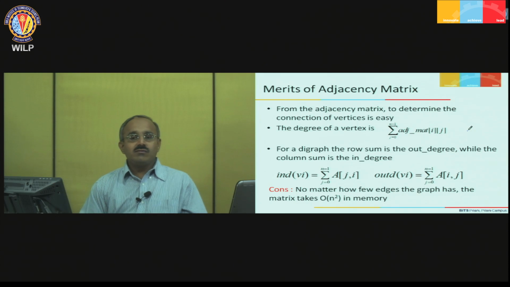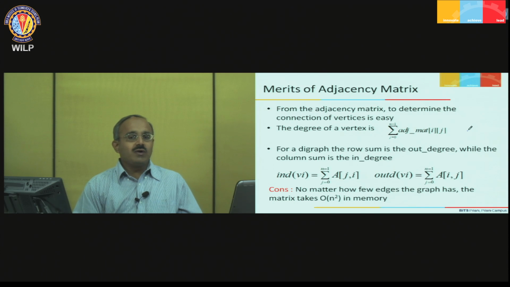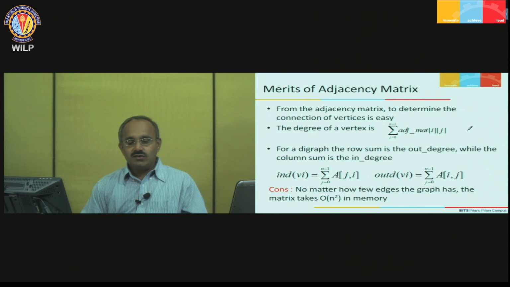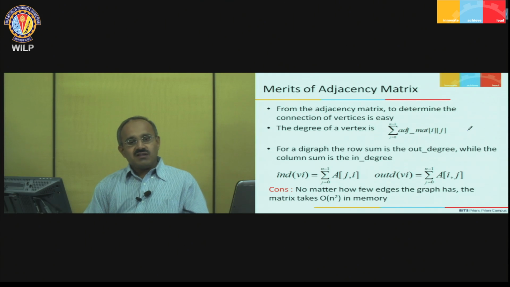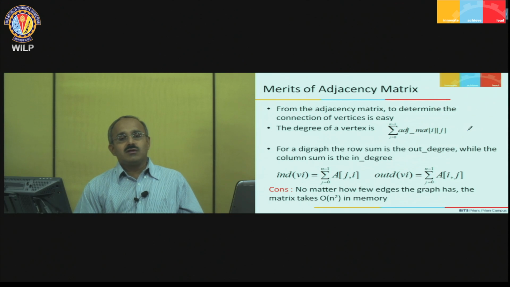The negative part is, whatever your graph is, the space required is going to be of order n squared. If I have a graph with a lot of vertices but a small number of edges, then we are going to require n squared memory to represent this, and in this n squared memory a lot of entries are going to be 0. So, the merit is easy to implement, easy to interpret, but it is inefficient in terms of memory requirement.